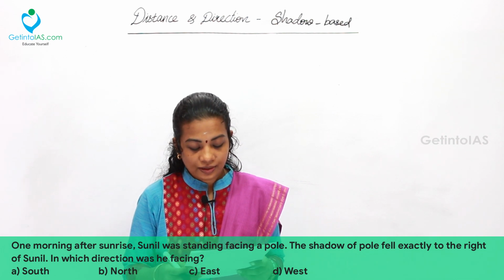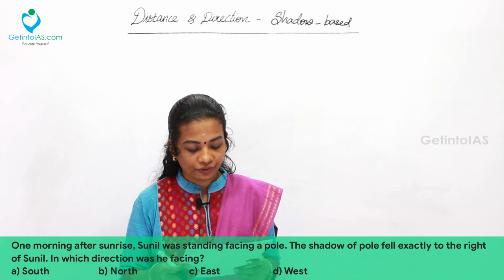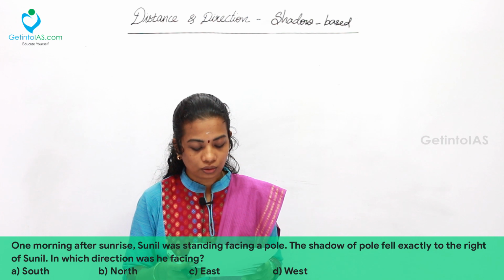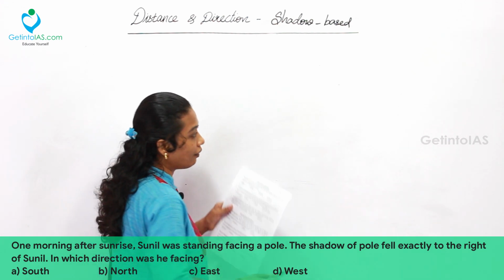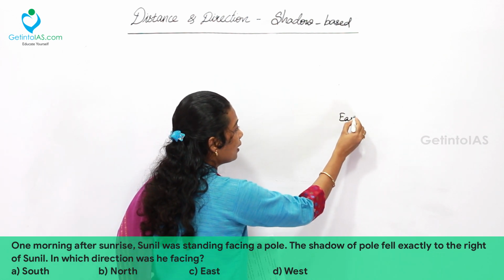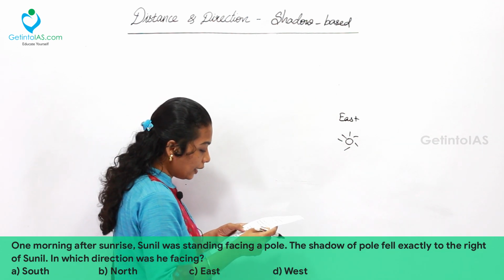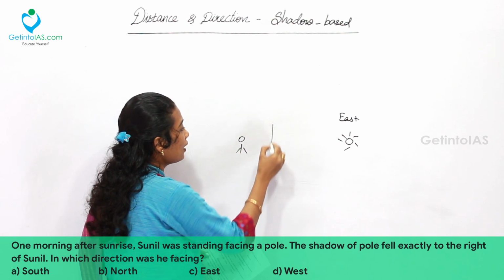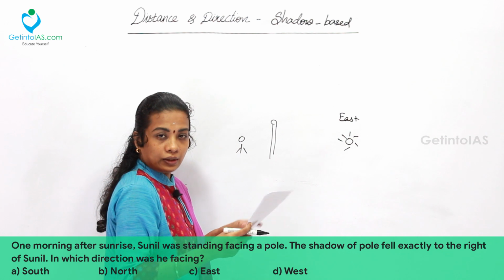The next question: one morning after sunrise, Sunil was standing facing a pole. The shadow of the pole fell exactly to the right of Sunil. In which direction was he facing? South, north, east or west? Which is your correct answer? After sunrise means you will have to consider the sun is in the east position. So, Sunil was standing facing a pole. This is Sunil and he is facing a pole like this. So, both are facing each other.